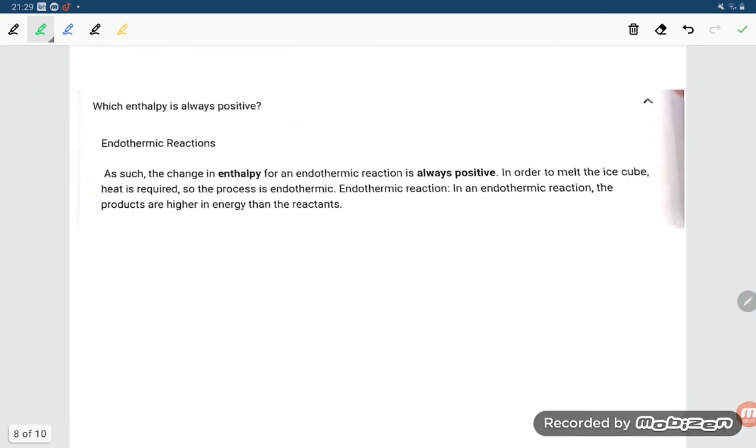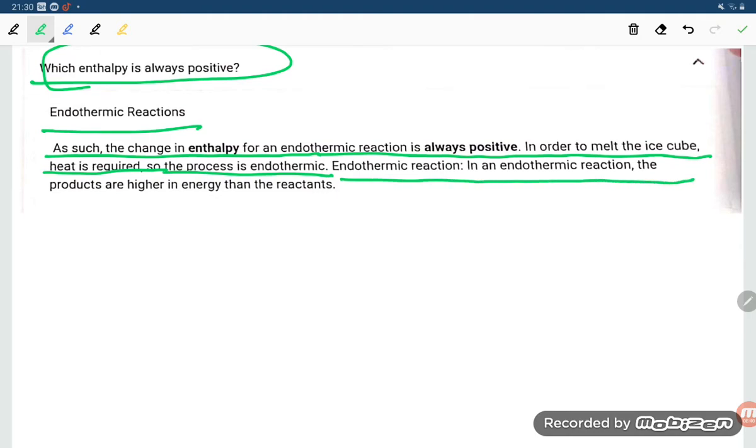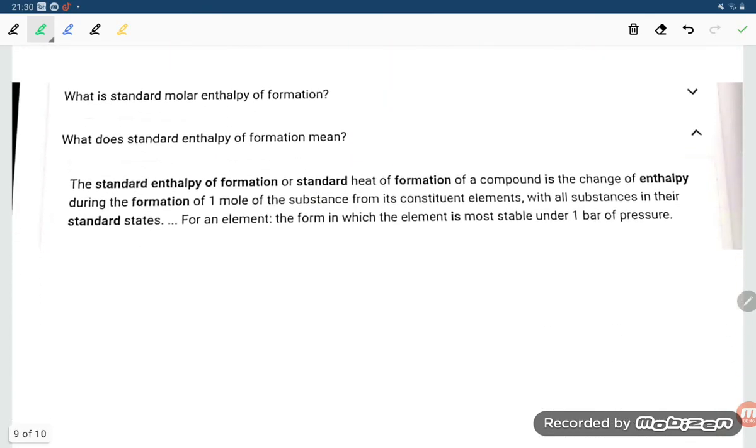Now, which enthalpy is always positive? Okay, so endothermic. As such, the change in enthalpy for an endothermic reaction is always positive. In order to melt an ice cube, heat is required, so the process is endothermic. In an endothermic reaction, the products are higher in energy than the reactants.